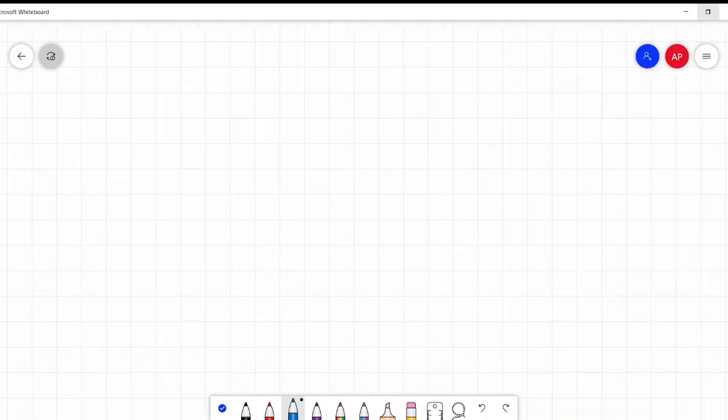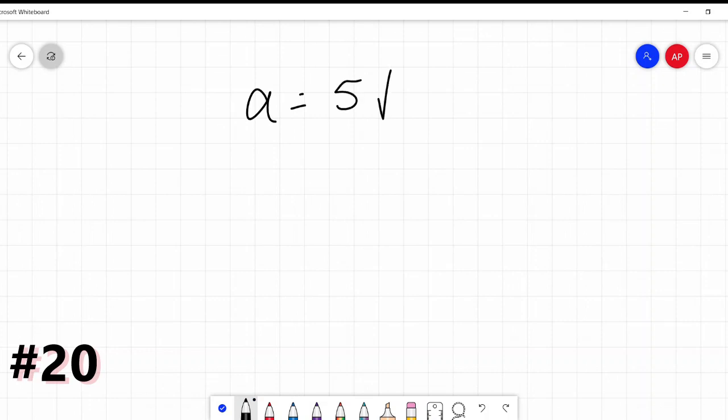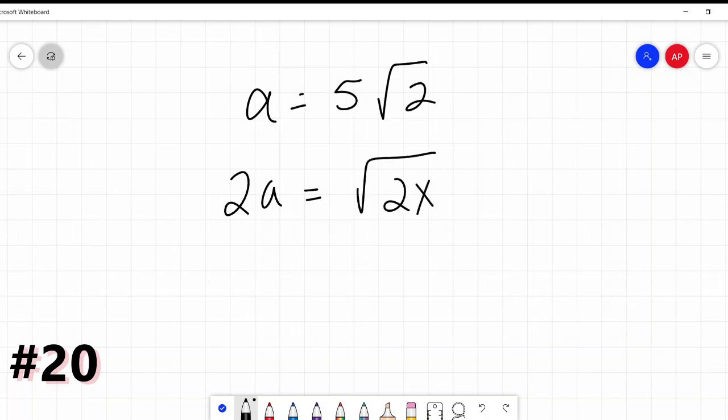And finally, number 20, if a equals 5 times the square root of 2 and 2a equals square root of 2x, what is the value of x? Right, I know to get from a to 2a, I multiply by 2. So stands to reason, algebraically, if I multiply this by 2, I will get to this. So let's do just that.